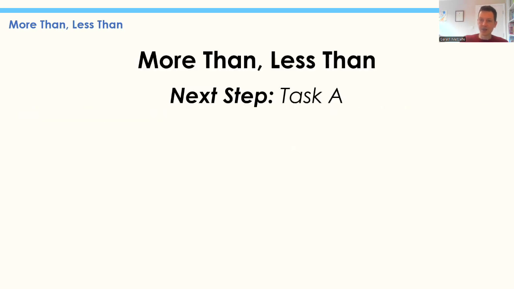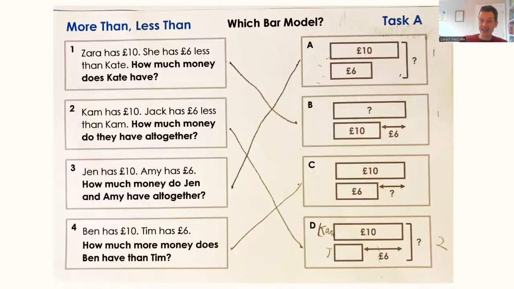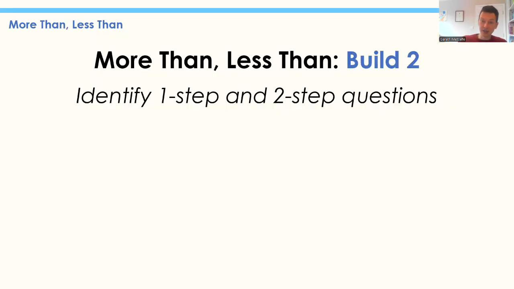Having looked at all the bits of the build-up task, we get to Task A, where the children look at the questions and they match them to the appropriate bar model. And an extension can be looking at those questions, ranking them by difficulty, which questions have got 1 step, which are multi-step questions. So children have 5 or 6 minutes, usually in pairs, to talk about that. And then we bring the class back together, look at those examples, and we move on to Build 2.